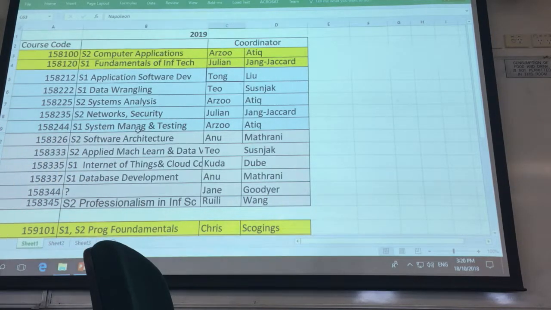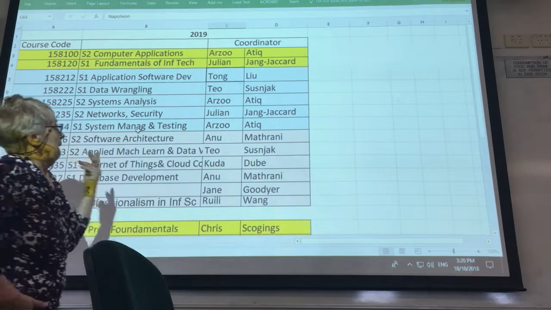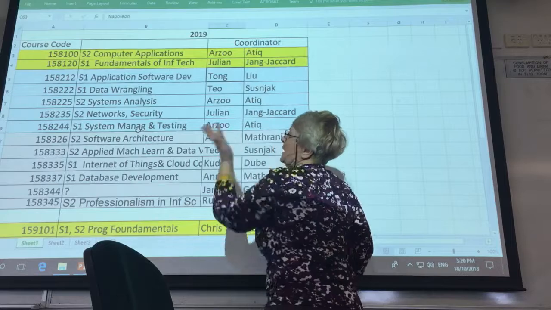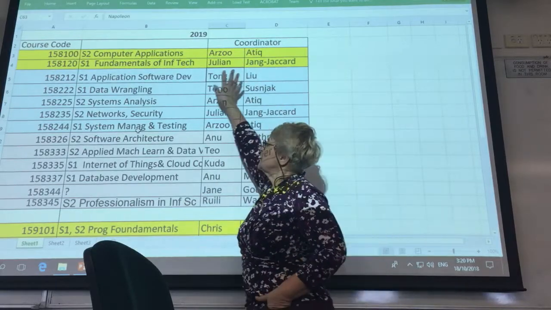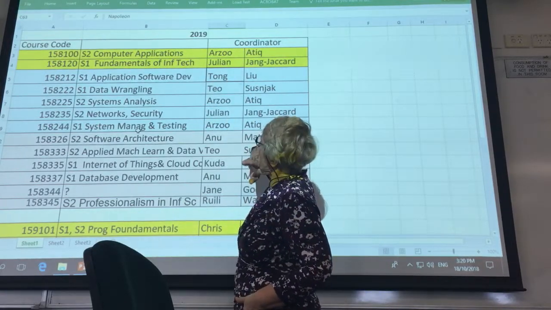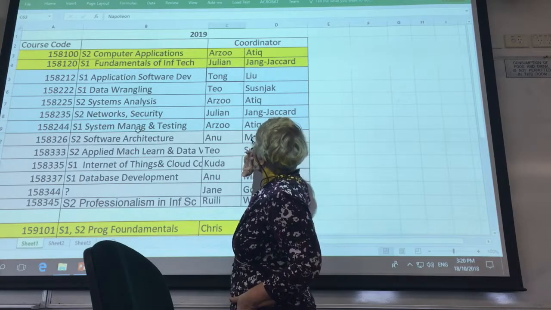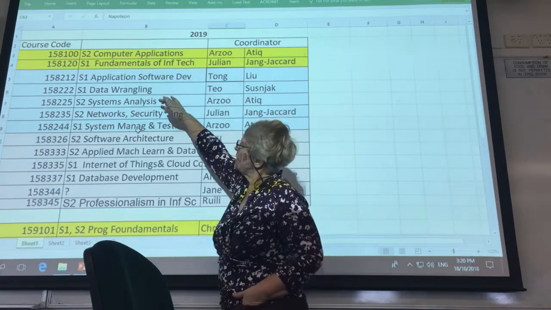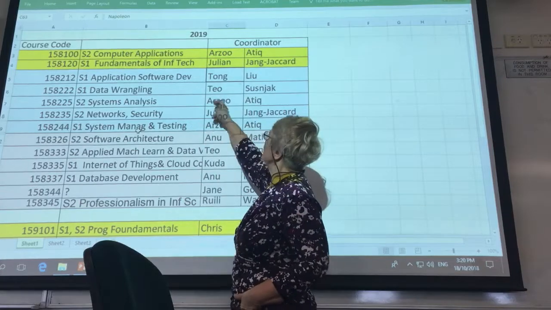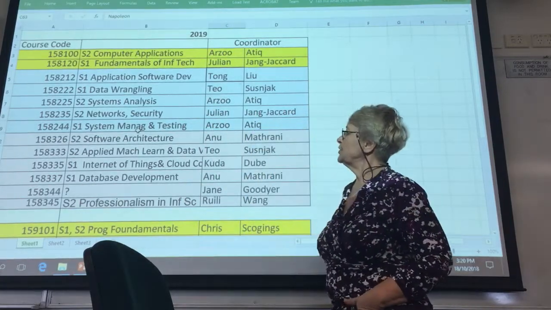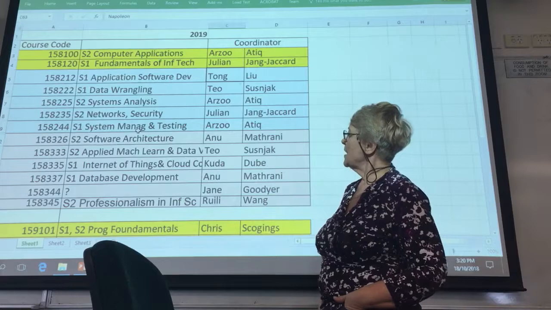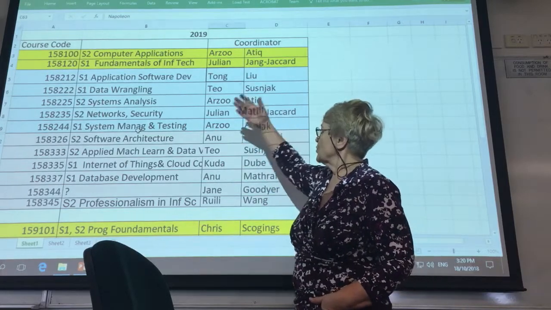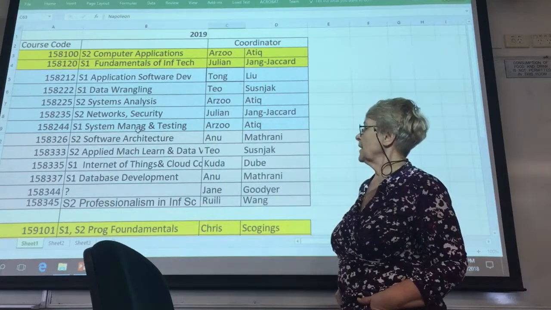In IT, it's a practice that, in general, more than one lecturer teaches one course. For example, Tong Liu and someone else are teaching. Tong Liu, I think, is the only one who teaches that one, but Arzo, I think, works with other people to teach system analysis. And Anuradha for software architecture does the same thing.